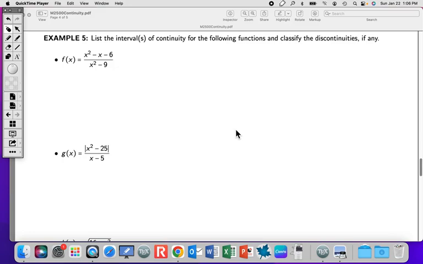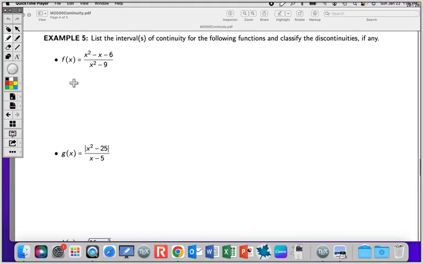Hi folks, in this example we're going to be looking at finding the intervals of continuity for a given function and classifying the discontinuities if there are any. So remember, discontinuities are going to happen at points that aren't in the domain. So let's take a look here at our first function. F of x is (x squared minus x minus 6) over (x squared minus 9).